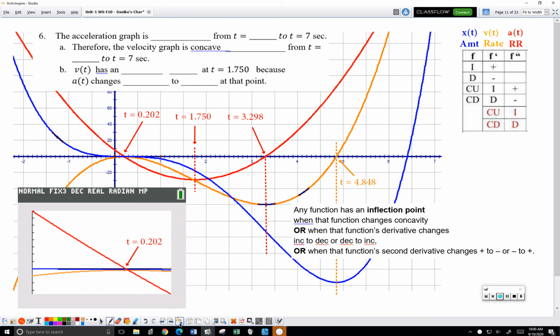The acceleration graph is, we just saw that acceleration was decreasing initially. So we saw acceleration decreasing until 1.750. Now acceleration is increasing for the rest of the time. So here the acceleration graph is going to be increasing from 1.750 to 7 seconds. Look over here. Therefore, the velocity graph must be concave up for that time period.